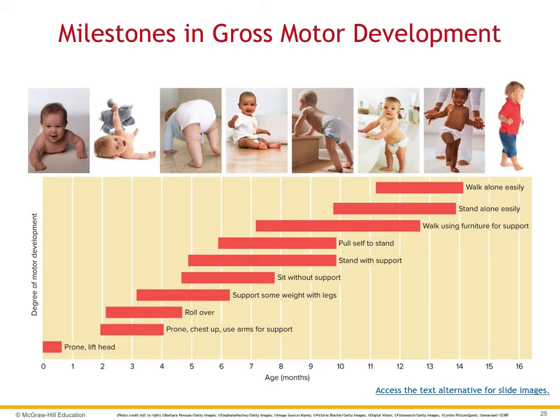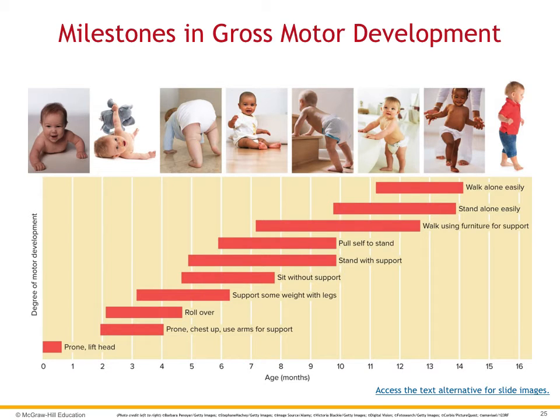So we can see a lot of different milestones in gross motor development. Something that I want you to look at while you're looking at this chart is that all of these are variations of time, okay? We can see at the bottom, they have listed age in months, and then we can see different things that children will be able to develop through their gross motor skills, like when are they going to lift up their head?